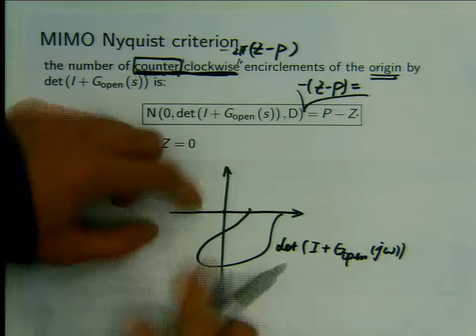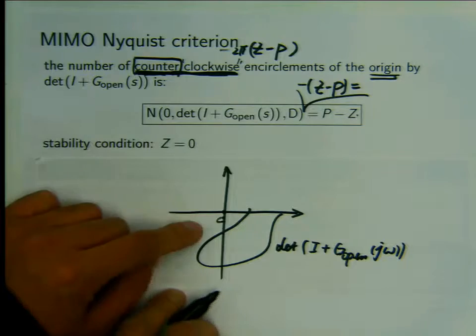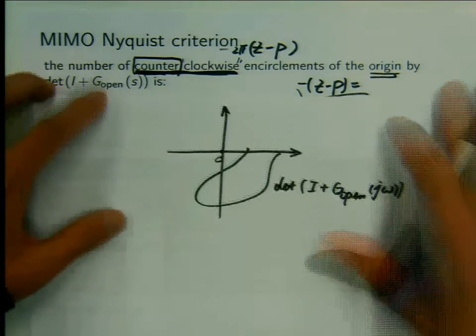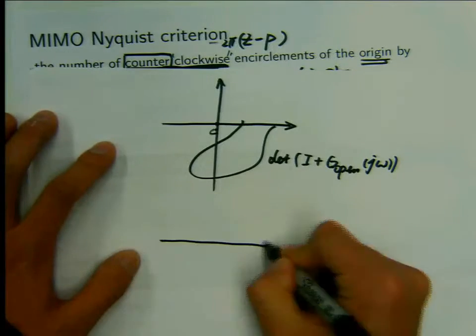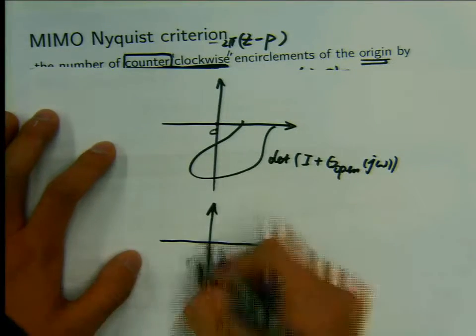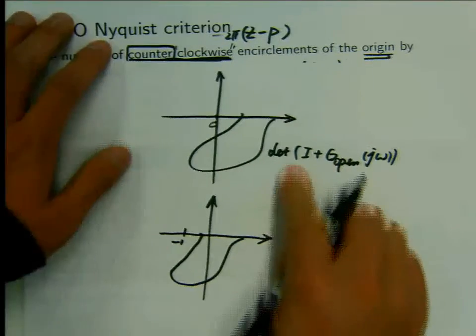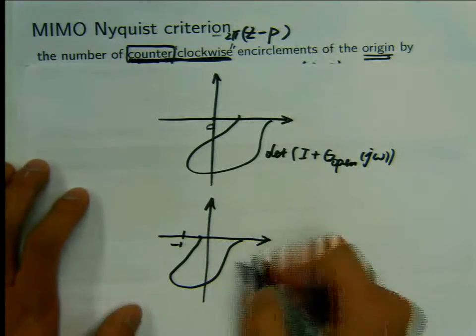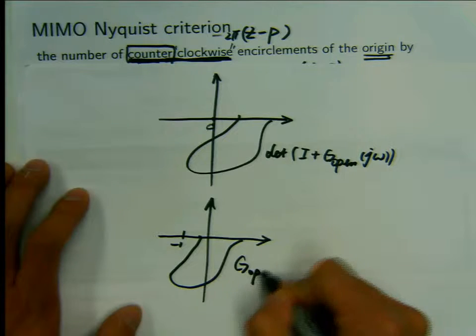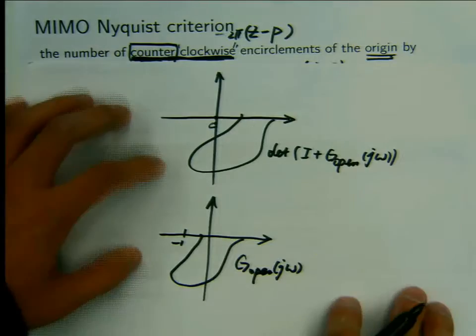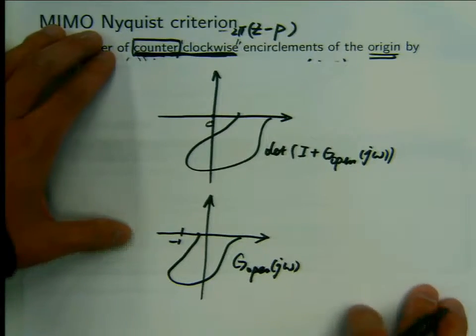And we consider the encirclements of the origin instead of the negative 1 point. In comparison, for single input, single output cases, because we don't have this, the determinant of a single input, single output system equals itself. So we can do this. So this is the difference between MIMO and SISO.